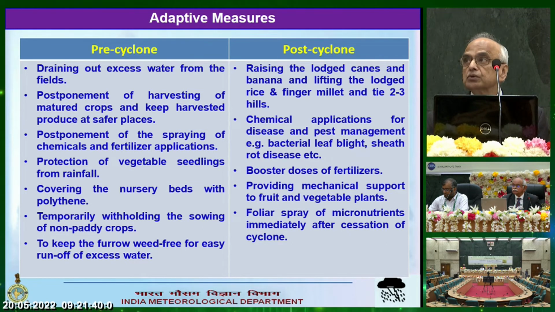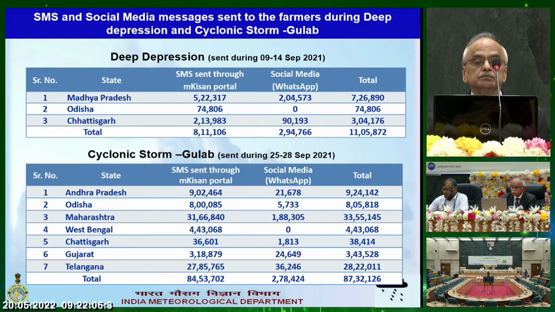On the right side, you could see what can be done after the cyclone. You have to raise the lodged canes and banana, and lift the lodged rice and finger millet and tie 2 to 3 hills. Then chemical applications for disease and pest management, a booster dose of fertilizers, providing mechanical support to fruit and vegetable plants, and foliar spray of micronutrients immediately after cessation of the cyclone.